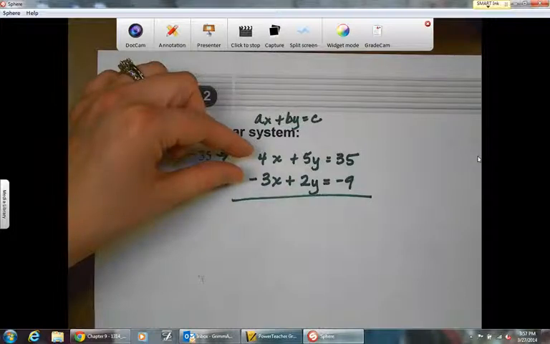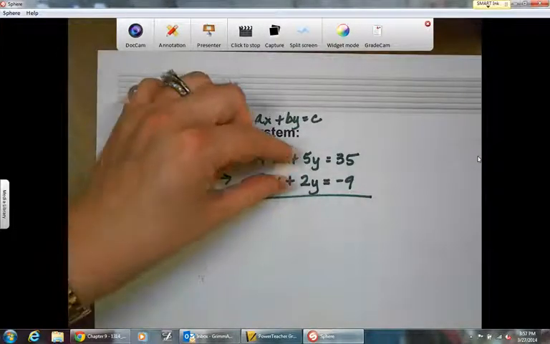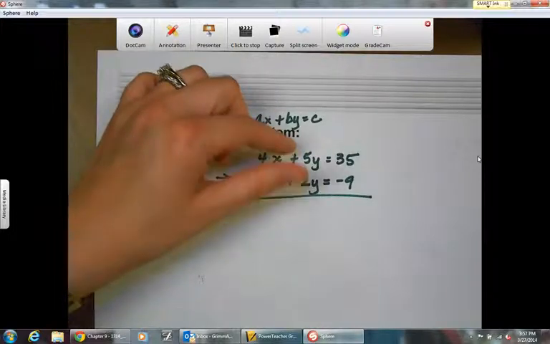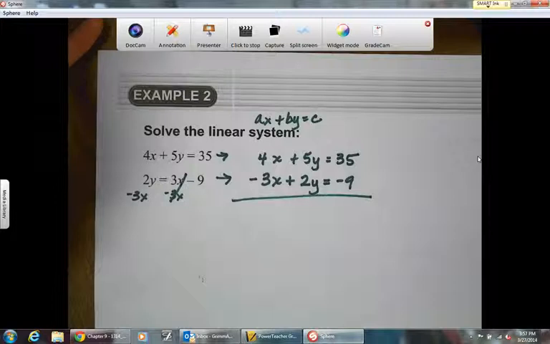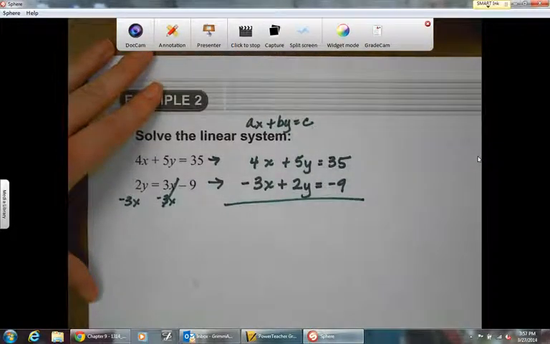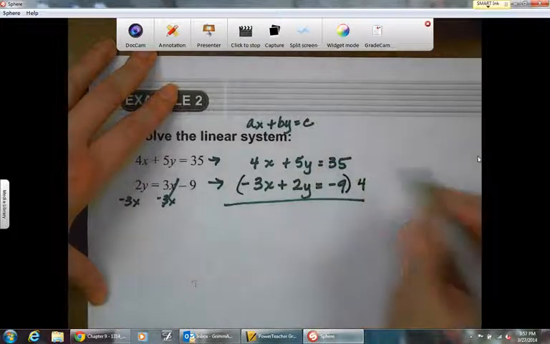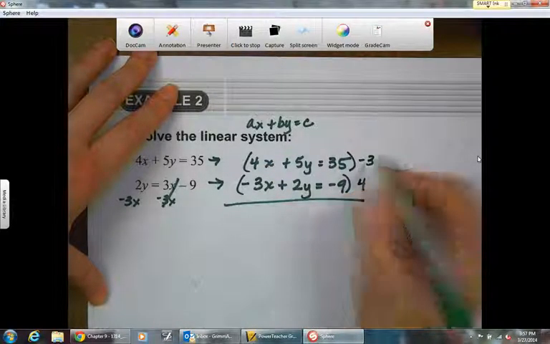Some of your eyes might go to this one and you say, well, I'm going to get those to go to 10. I'll just get one to go to positive 10 and one to go to negative 10. That's fine too. It really doesn't matter. So again, my eyes are going to go to that positive negative already. So I'm probably going to multiply this through by 4, and I'm going to multiply this one through by a negative 3.